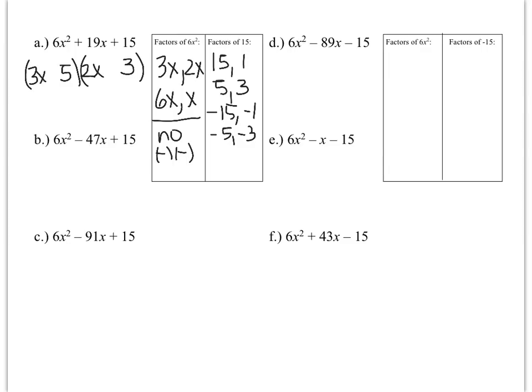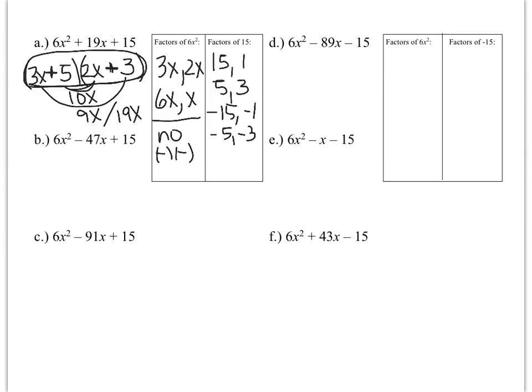So I'm going to go ahead and put pluses in here. And now let's check my inners and my outers. So here I've got 10x, and here I've got 9x. When I combine that, that gives me 19x. So this is my answer.